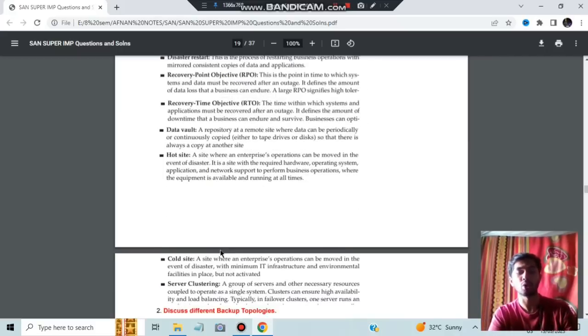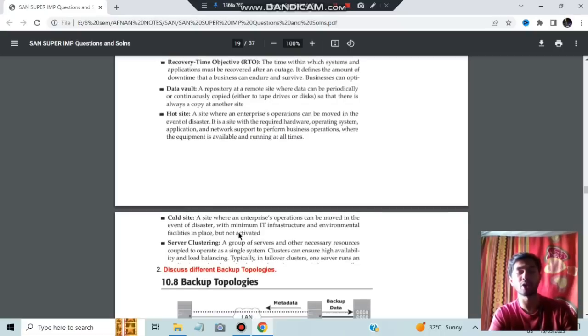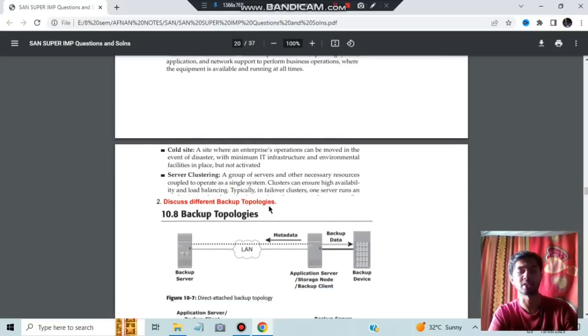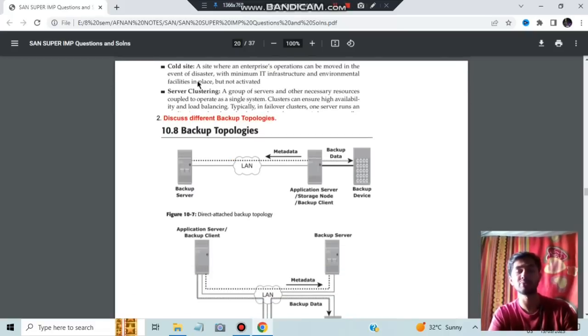A hot site is a place where the restart happens or the backup storage happens, and it's running at all times. A cold site is not activated all the time; when the primary is shut down, only then it will be activated, like the backup things. Server clustering is when groups of servers and other necessary things form a cluster. So these were some of the important terminologies. A few more we'll discuss in the upcoming questions.